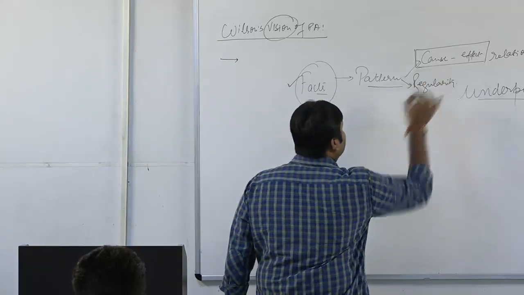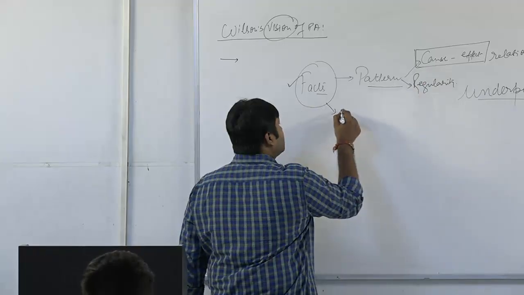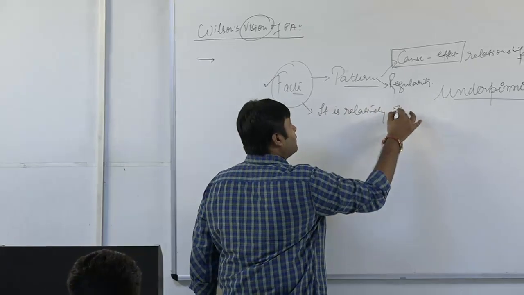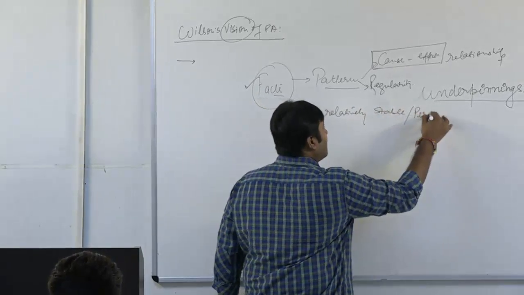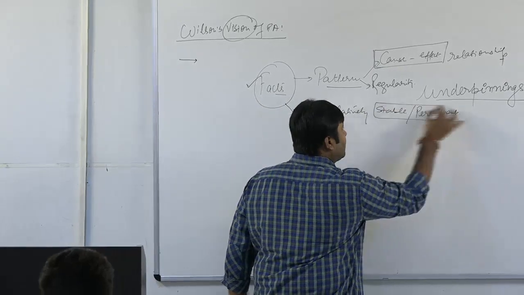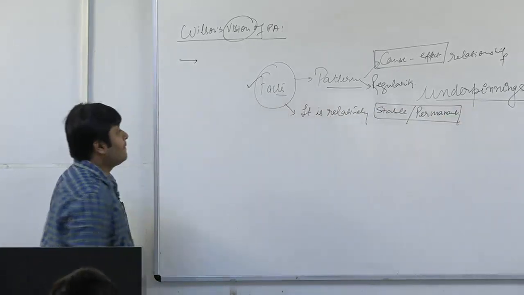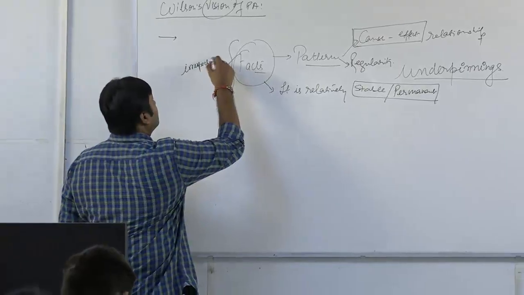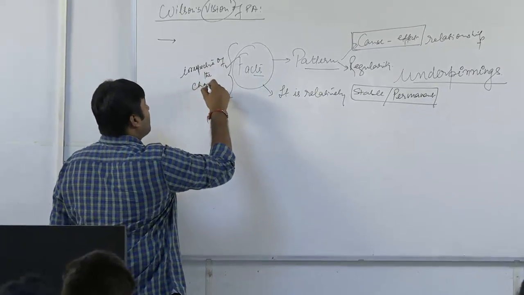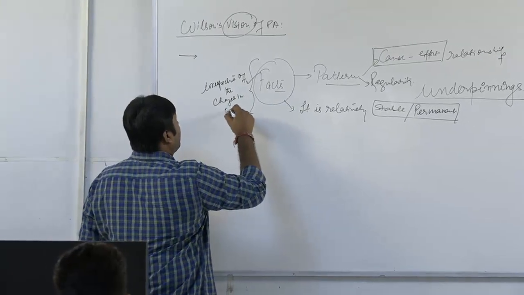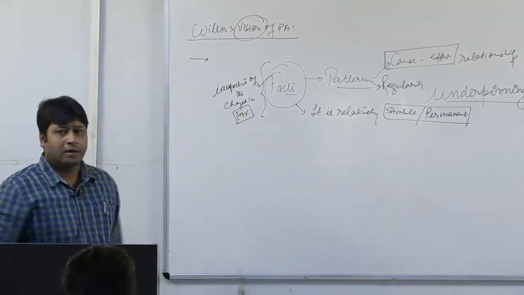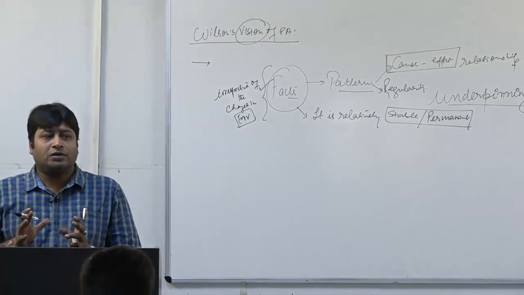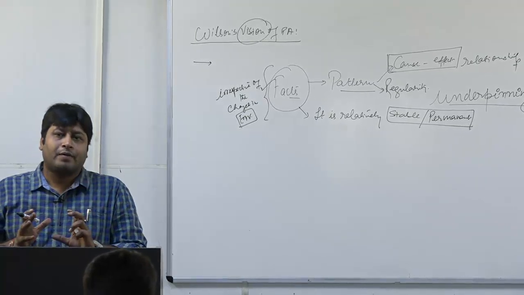So one is cause and effect, or there is a pattern. The other is that it is relatively stable or permanent. Now see, when I am saying a certain thing is fact, irrespective of the outside changes, I will say that it will be like this only. Even if certain changes are going on, I would say facts would remain the same. That was his logic.